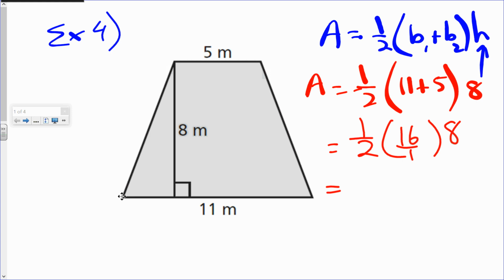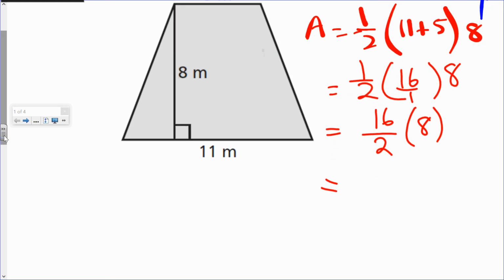It's numerator times numerator, denominator times denominator. Nice. 1 times 16 is 16 on the numerator. 2 times 1 is 2 on the denominator. Nice. Let's simplify 16 halves, though.